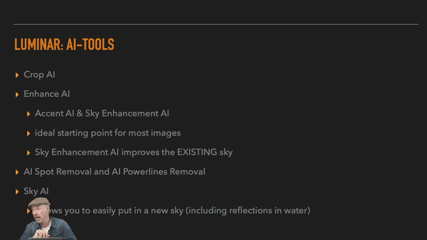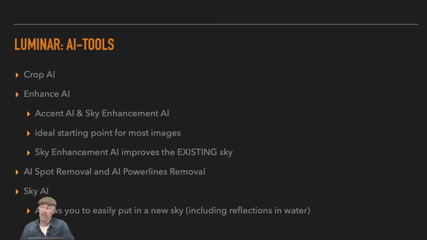So like I say, it's an ideal starting point for most images. And it also has a component called Sky Enhancement AI, which tries to improve the existing sky. Not to be confused with Sky AI, which actually lets you put in a completely new sky, and which is still the best sky replacement tool out there. Although Photoshop now also has a sky replacement tool, Luminar's is still ahead of it in terms of what it can do.